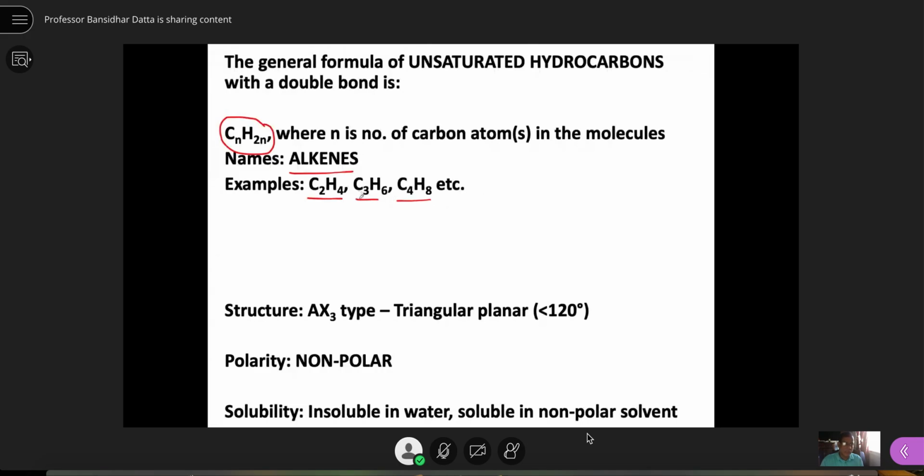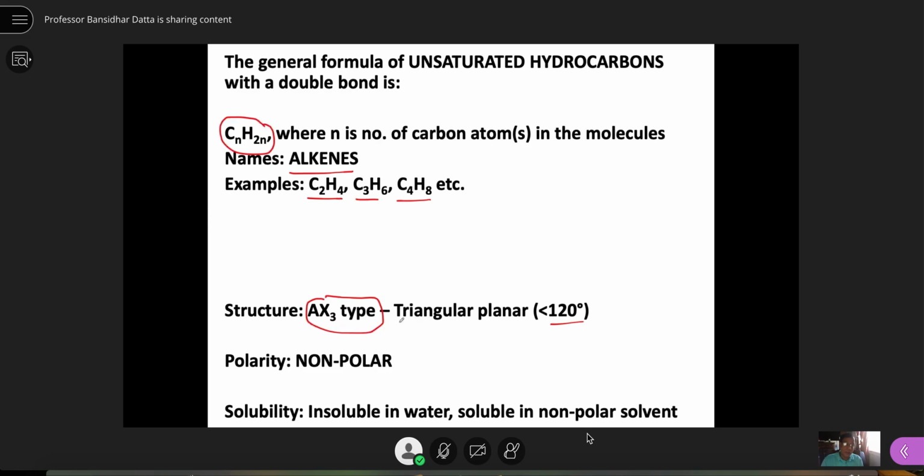Then propene, butene, etc. You already know the structure of the last one. The structure is trigonal planar, 120 degrees. But because of the double bond, they have 1 pi bond, and that will have a rippling effect on the sigma bonds. Therefore, the bond angle is a little less, about 117.3 degrees.